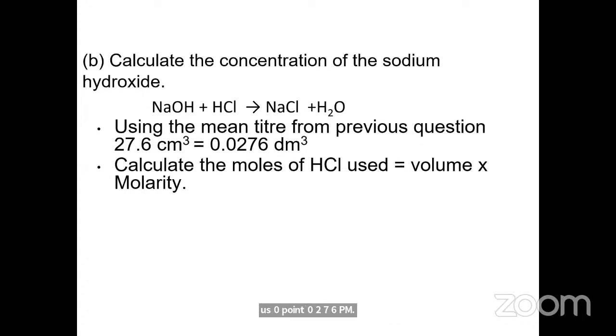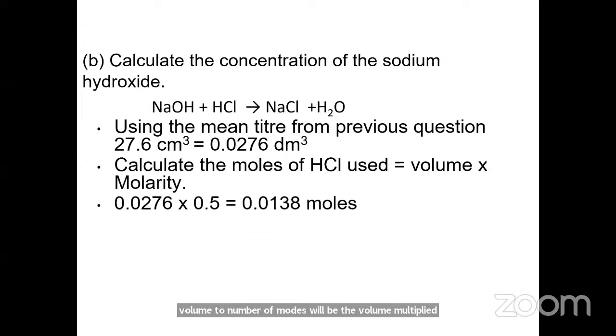From that, we calculate the moles of HCl. How do we get the moles? Concentration or the molarity multiplied by the volume. Because molarity equals number of moles divided by volume. So number of moles will be the volume multiplied by molarity. So we already know the molarity from the question we are given is 0.5. The volume from the titer value is 0.0276. So when we multiply that together, we get 0.0138 moles.